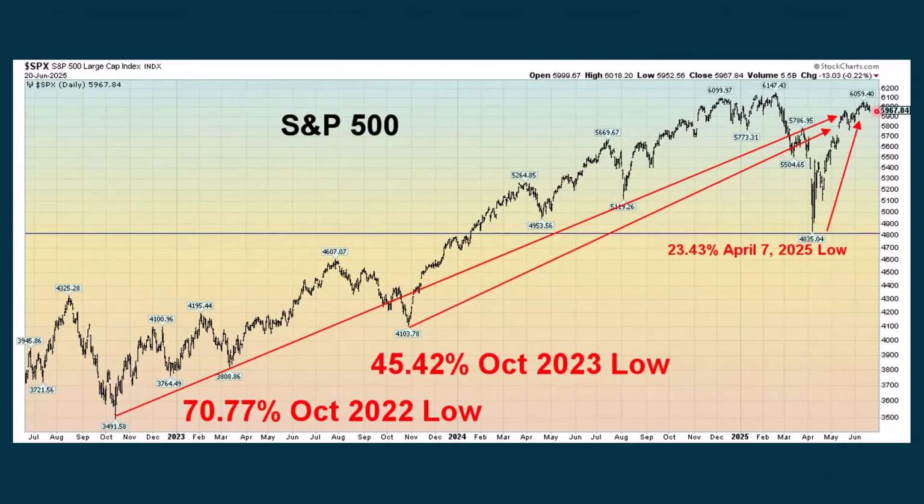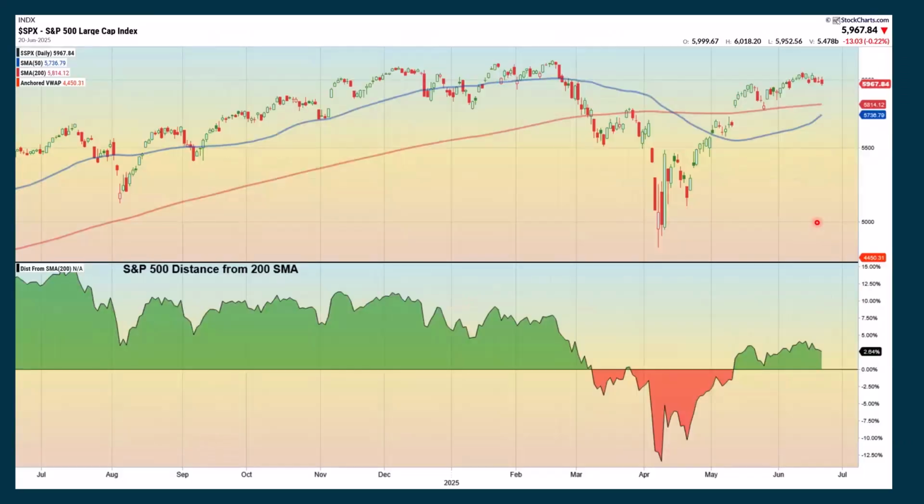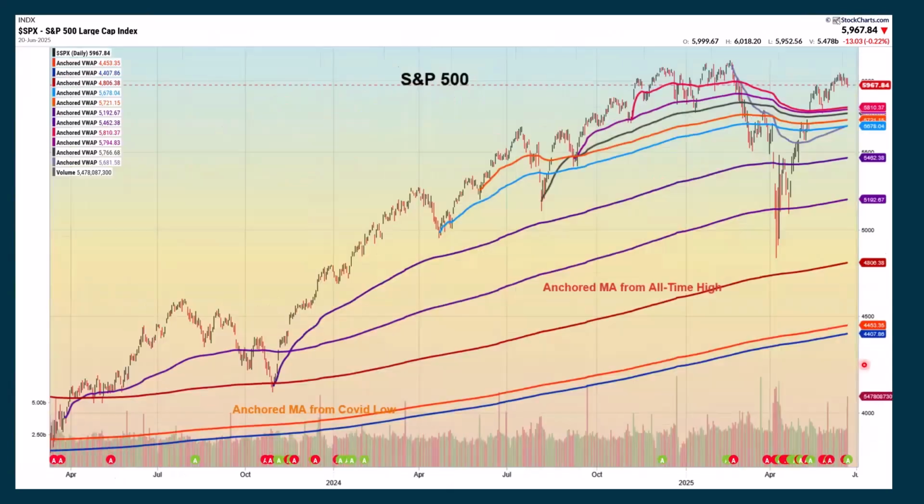Then for informational purposes, we can see that we're up over 70% from the October 2022 low. We're up over 45% from the October 2023 low. And we're up almost 23.5% from the April 7th, 2025 low. We're also above the 200-day simple moving average. Coming down a little bit here, but still up 2.64% above the 200-day simple moving average.